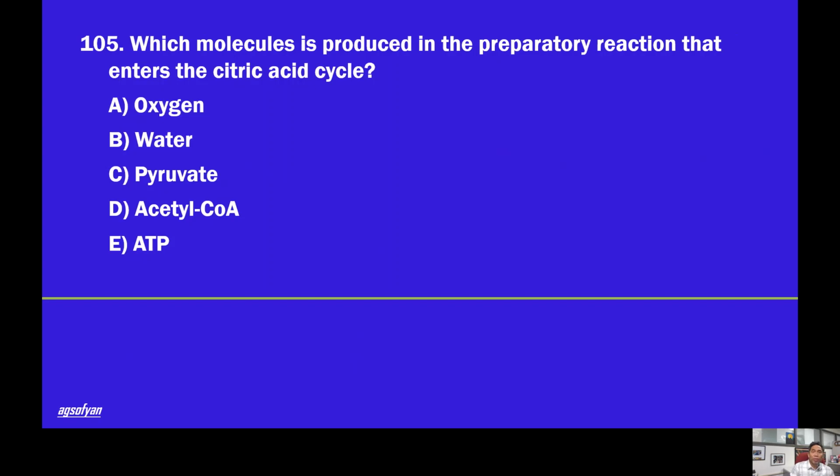105. Which molecule is produced in the preparatory reaction that enters the citric acid cycle? A. Oxygen, B. Water, C. Pyruvate, D. Acetyl coenzyme A, E. ATP. Choose your answer. Yes, the answer is acetyl coenzyme A, acetyl CoA. This is the one that enters the citric acid cycle.